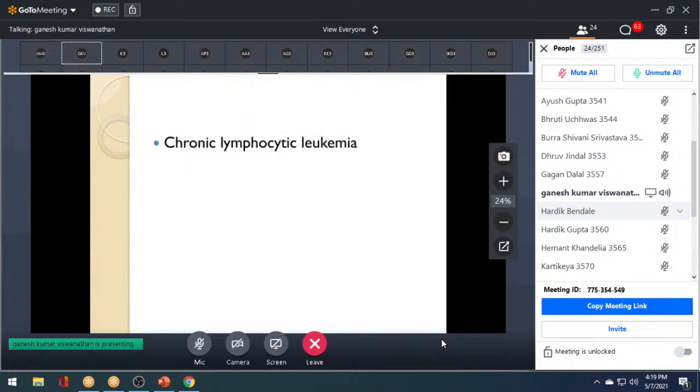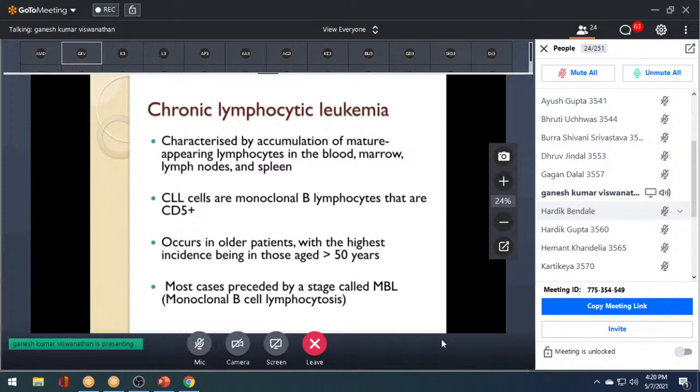So coming to the most common type of leukemia among the indolent group of lymphoid neoplasms, it is chronic lymphocytic leukemia. It comes under the category of CLL, SLL. When it's presenting as a lymph nodal or lymphoma type of presentation, we call the same disease small lymphocytic lymphoma. So CLL is characterized by accumulation of mature lymphocytes in the blood, bone marrow, lymph nodes, and spleen.